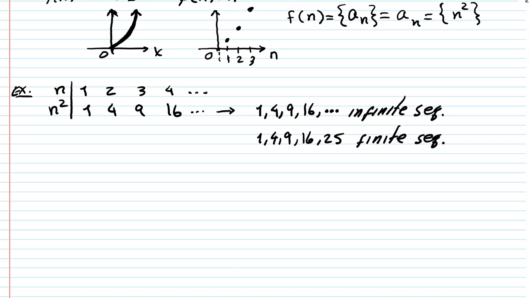Now each of these numbers, 1, 4, 9, and so forth, all the way, are called the terms of a sequence. So each one is a single term of a sequence. We have many terms in this sequence, right? The terms of the sequence are the outputs from the function.